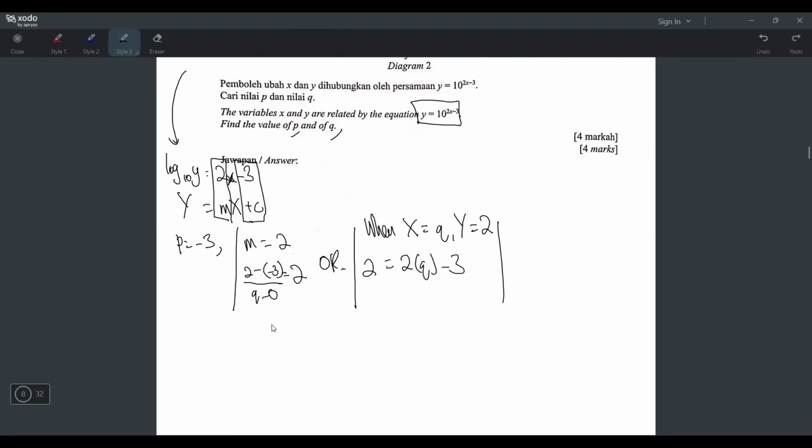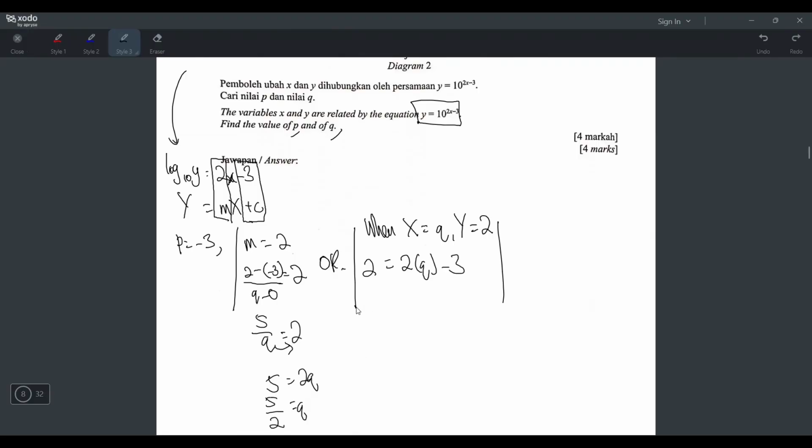Okay, and I'll prove to you that both of these will give you the same answer. So let's continue from here. 2 plus 3 is 5 over Q equals 2. And then the Q you can hantar here and become times, because when you move divide there it becomes times. So 2 times q is 5, q equals 5 over 2.